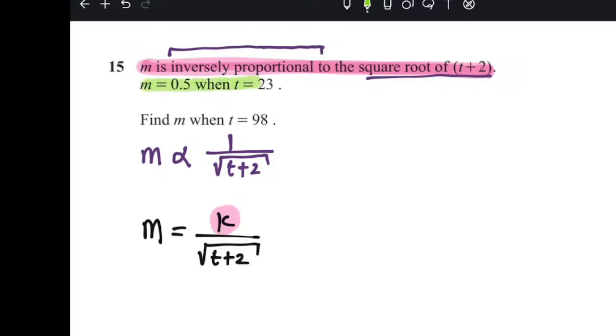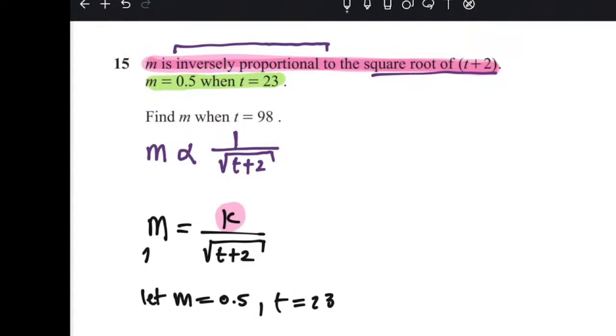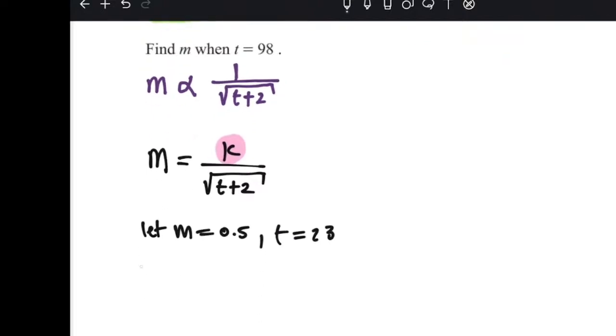Eliminate him. It's a problem. You use the one you would be given. m is 0.5, so you can say here, let m be equal to 0.5, and t is 23. So that means where there is m, we put 0.5. So you now say 0.5 is equal to k over square root of, where there is t, you put 23. So it will be 23 plus 2, because it was t plus 2.